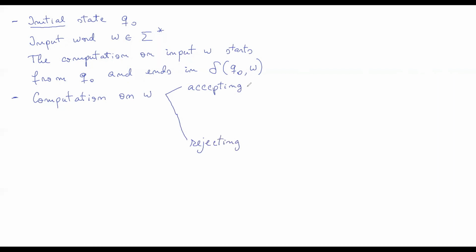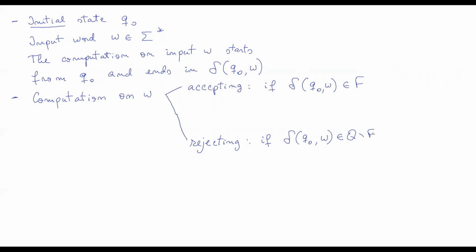And this is an accepting computation if delta of Q0 and W happens to be a final state. So it's an accepting computation if when you start computing from the initial state and you go letter by letter through your input, at the end of the computation you end up in a final state. And it's going to be a rejecting computation if delta of Q0 and W is in any other state but F. It's in a non-final state.